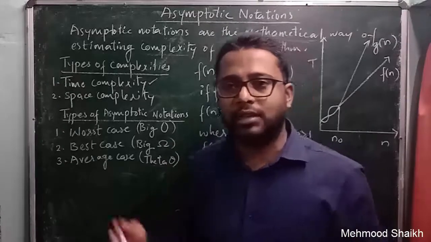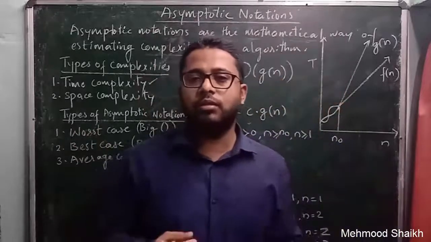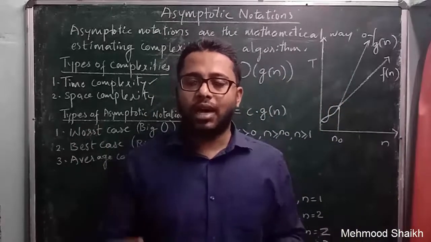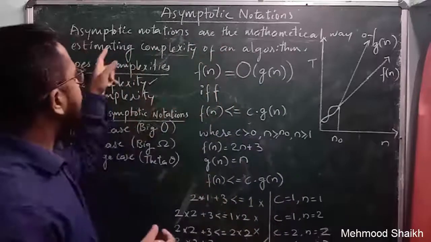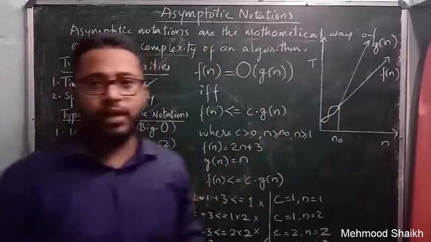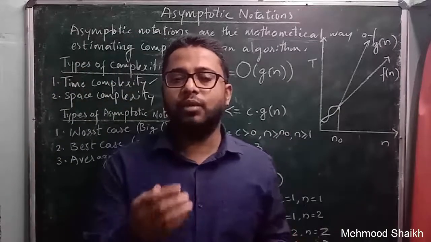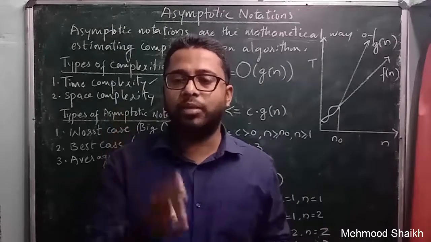Okay, so now let us come to our topic and start our discussion. The concept here which we are going to cover is asymptotic notations. Asymptotic notations are the mathematical way of estimating complexity of an algorithm. So in this approach, we will be using a mathematical way of estimating the complexity of an algorithm.